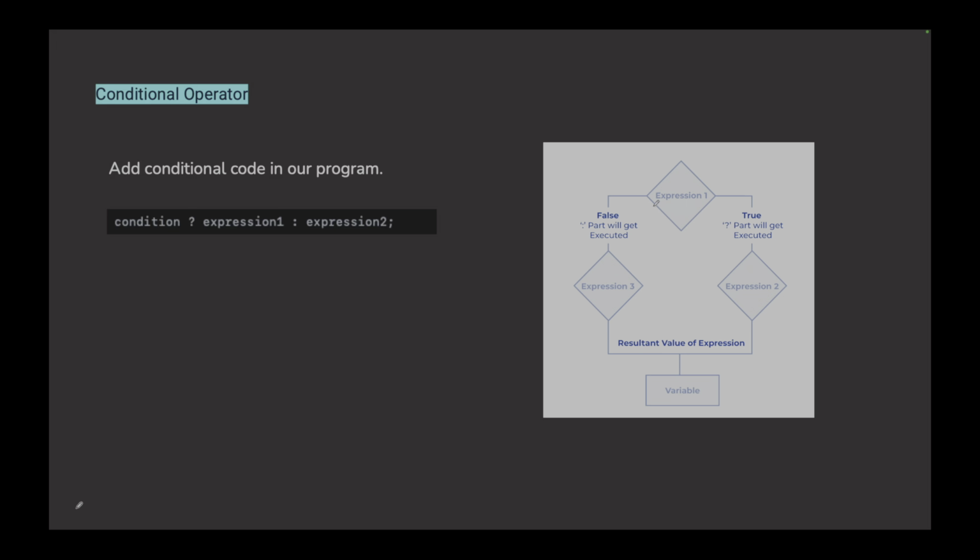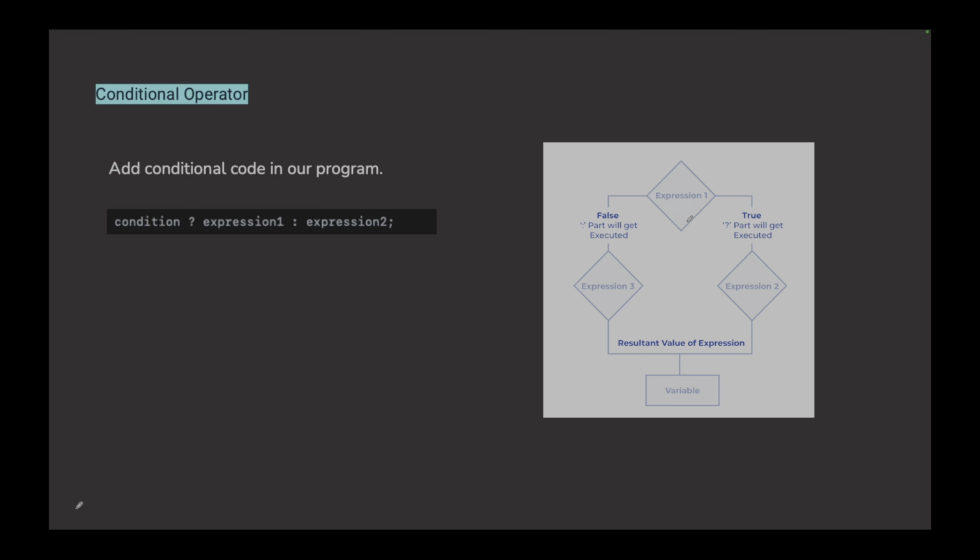Next is the conditional operator. The conditional operator is also one of the statements we frequently use in our program. Adding conditional code in our program makes it very easy to solve a small condition. This is the syntax for the conditional operator. Here you can see the condition, one question mark sign, expression 1, the colon and expression 2. Now what is meant by this?